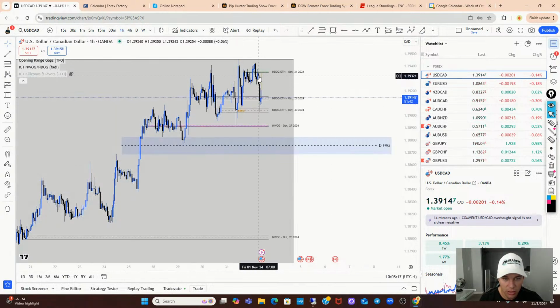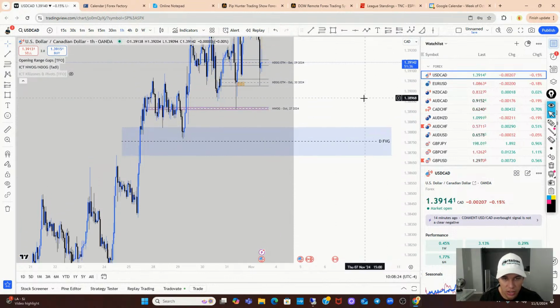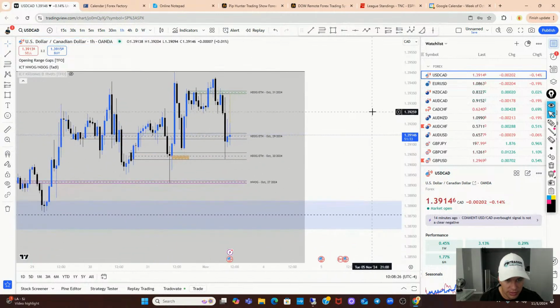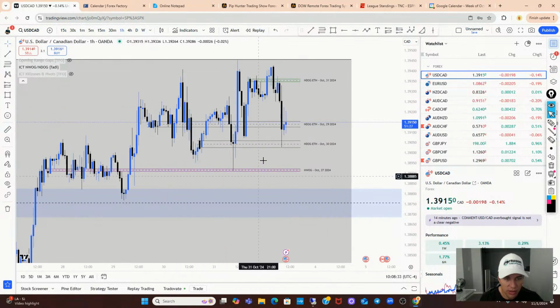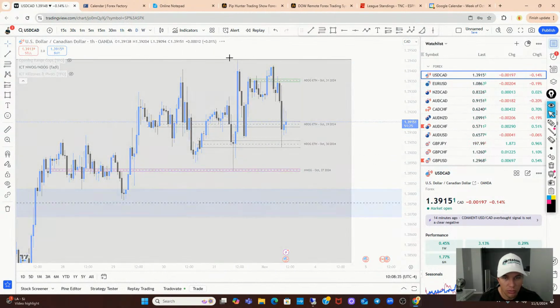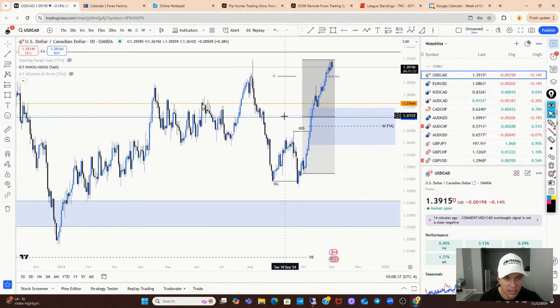We did have a little bit of a run to our new daily opening gap from yesterday. We rejected that area. So still waiting for some movement to the downside. Okay, we're still waiting for some sort of correction. We can see here going to the daily, we are hunting in areas of buy side liquidity.